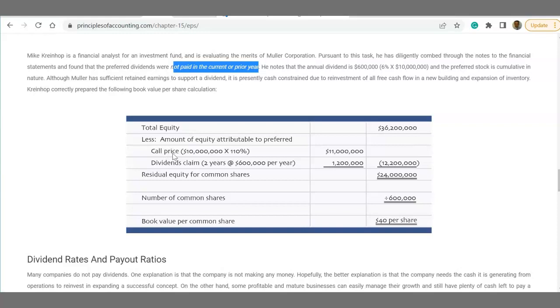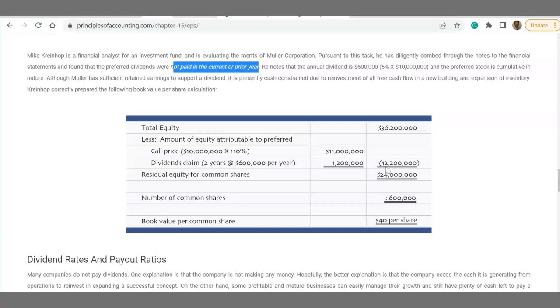There is also a call price of 110%. In case that happens, that's $10 million times 110%, which is $11 million for the call price. And the dividend also needs to be paid for 2 years in arrears, so that's 1.2 million. Total is 12.2 million, less from 36,200,000.